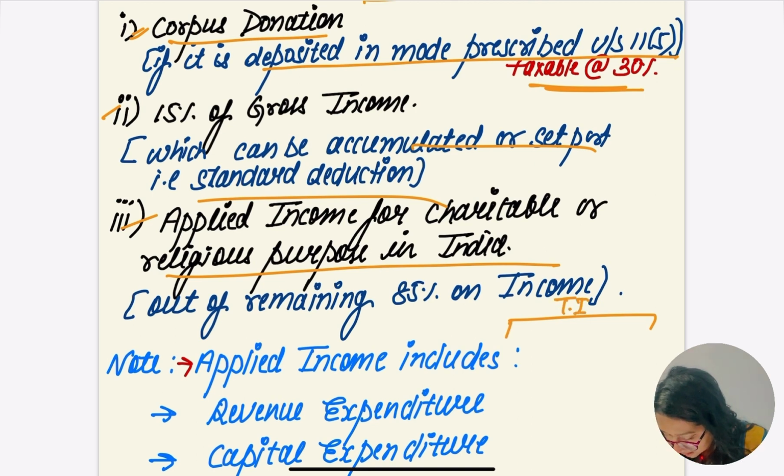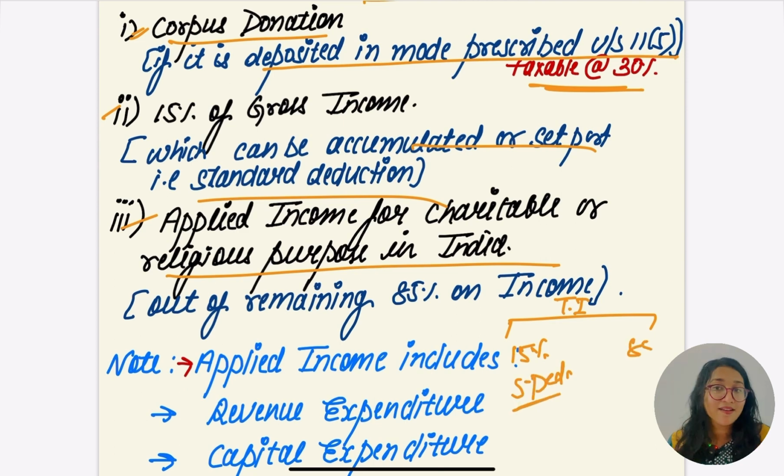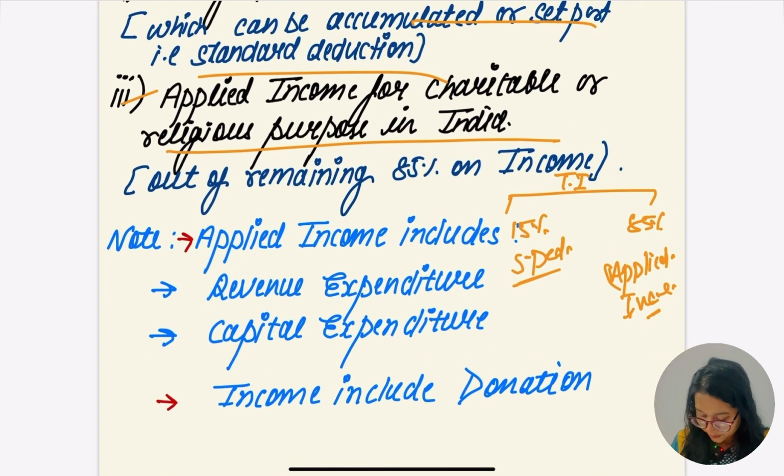First of all, total income. From total income, 15% is the standard deduction. This would be a standard deduction, right? And from the rest, 85% of income, the trust can also avail the applied income deduction. This is another deduction, which is applied income, done for charitable or religious purpose only in India. So let's go for what is going to be included in applied income.